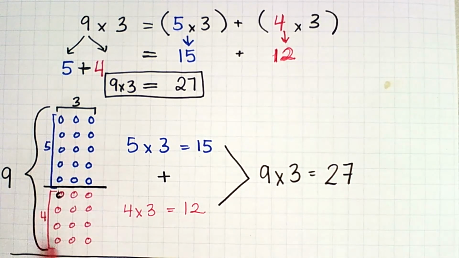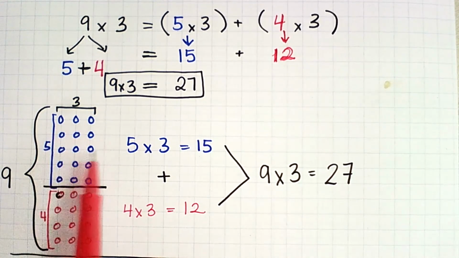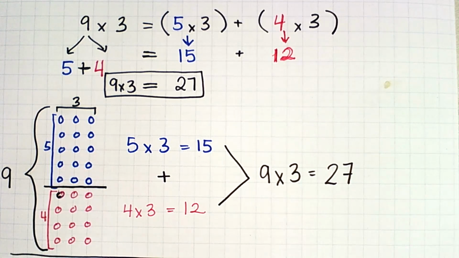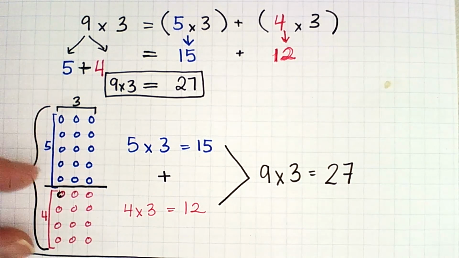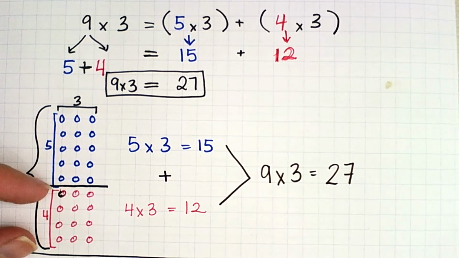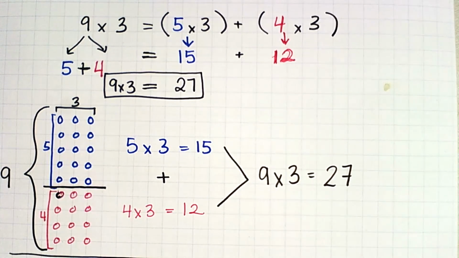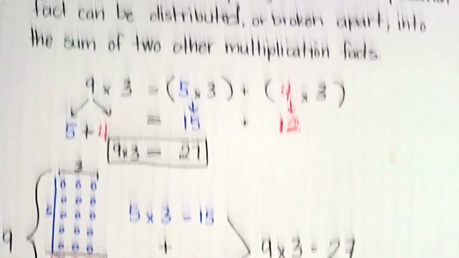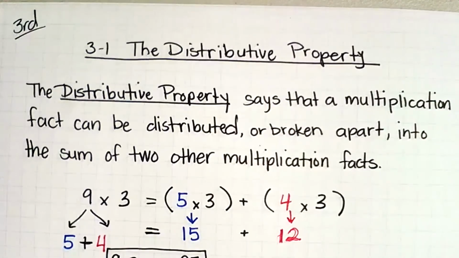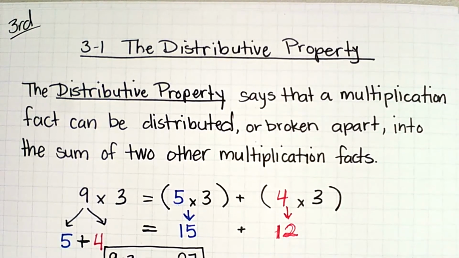So all you're doing is when you have your big array, you're deciding where you want to make that cut across so that you can count one group first and then you can count your second group. You usually want to split it into easy numbers that you know how to work with. You don't want to split it into anything that's difficult. So make sure you complete your independent practice starting from number 5 onwards.